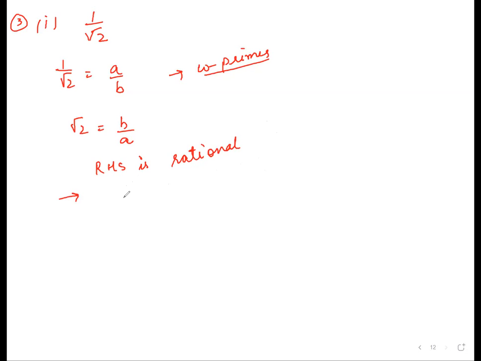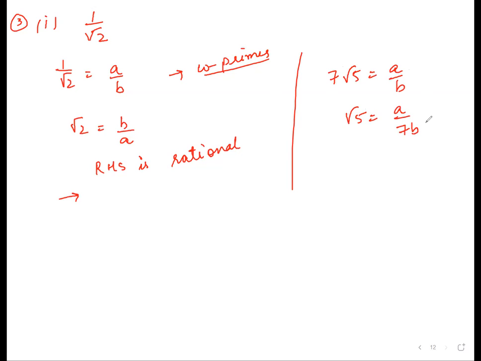7 root 5 and 6 plus root 2. 6 plus root 2 is quite similar to question number 2. And 7 root 5 also. So 7 root 5 will be equal to A by B, right? So that means under root 5 will be A upon 7B. So again, you are getting integer upon integer. That means a rational number on the right hand side. And under root 5 is irrational. So therefore, we conclude that 7 root 5 is irrational.